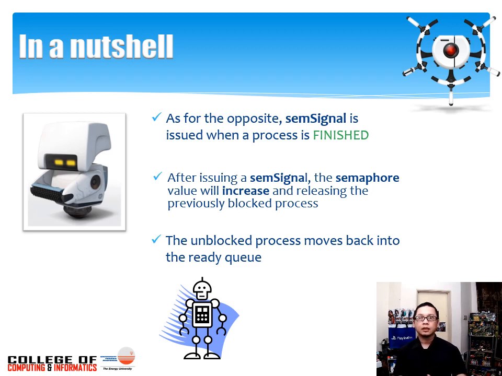So in a nutshell, SAM wait is to indicate, okay, I will need the resource, but perhaps the resource is not available, and SAM signal means that I have finished, I will return this portion of the resource that I have used. So that's why SAM wait decreases the value, SAM signal increases back the value. It is just a way for indication for the resource availability. If the value is negative, then there is not enough resource. If the value is positive again, then there will be enough resource for process to use.